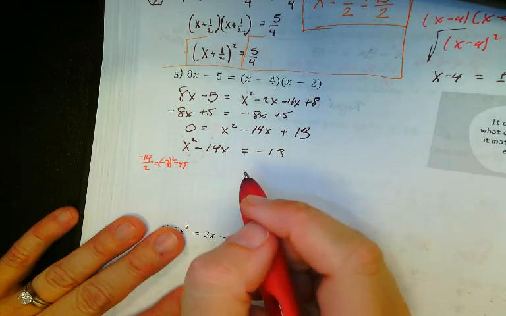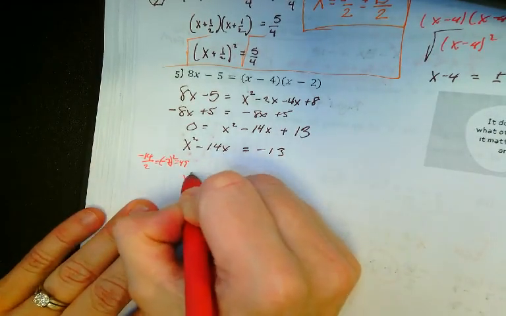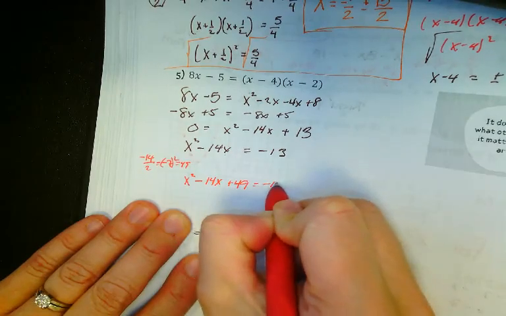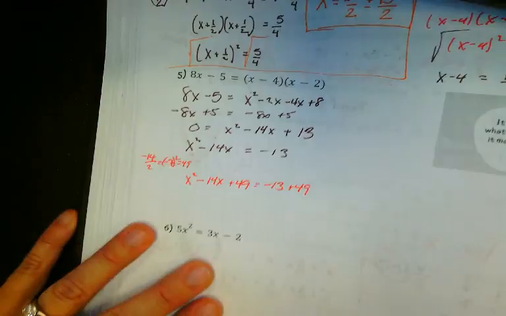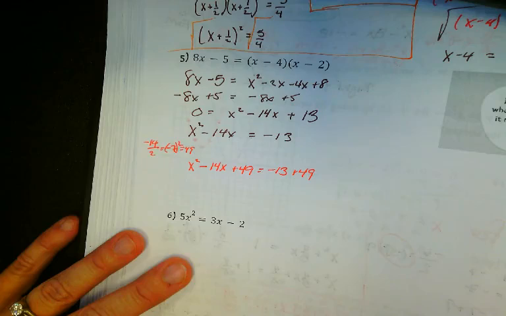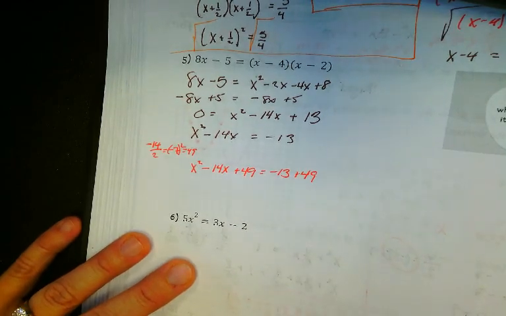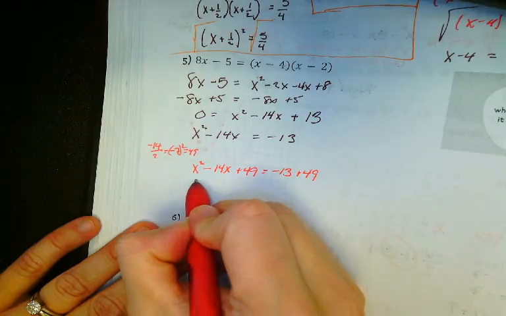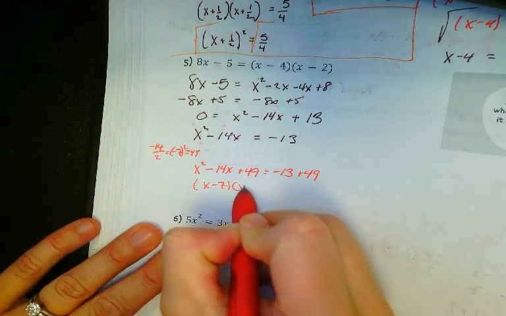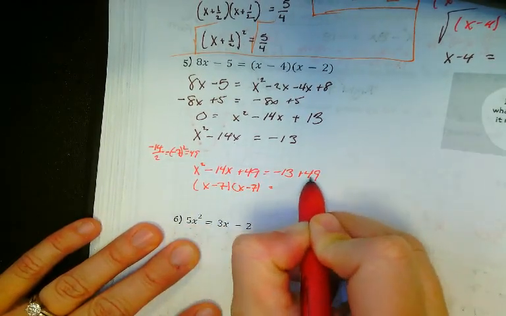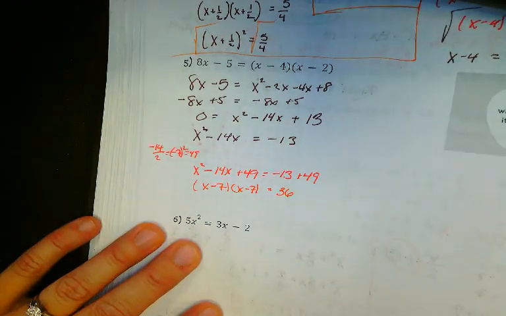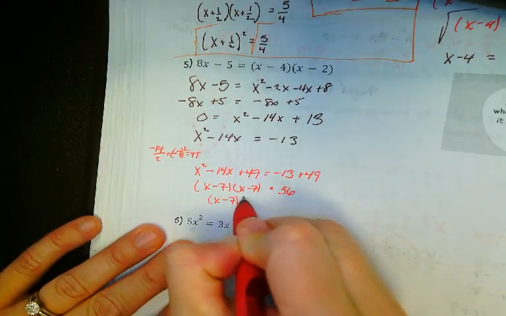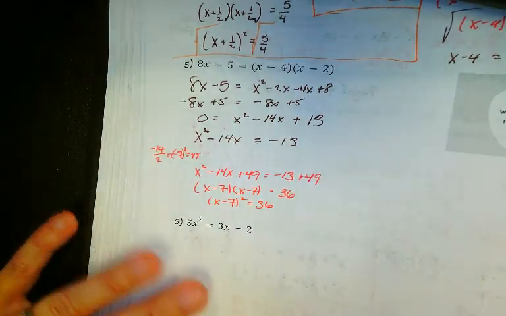Was 49 the number we added? Let's see, so I'm getting this to be x minus 7 and x minus 7. And on this side, that gets me a 36. So I can say x minus 7 squared equals 36.